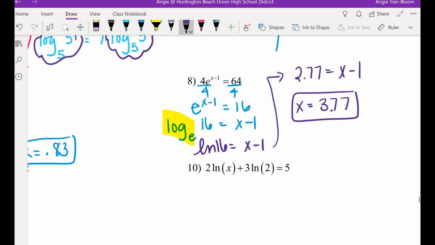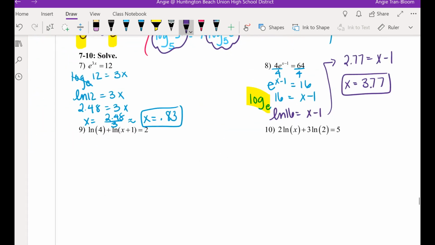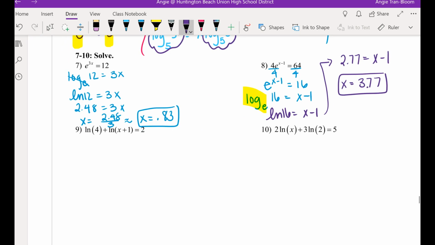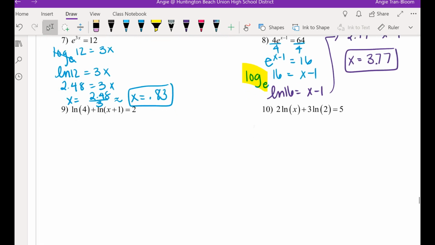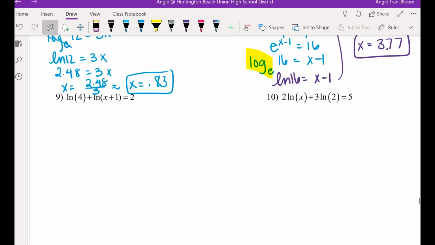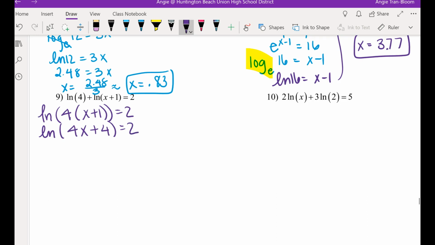We have 9 and 10 in solving, and then we have 2 graphing questions. 9, solve still. What are we solving for on 9? X. How do we solve on 9? Make it 1 log. You are right. In log properties, when you have addition of log, how do you condense it? Multiplication: 4 times x plus 1 equals 2. Can I distribute the 4x plus 1? Yes. ln of 4x plus 4 equals 2. I have 1 log on the left. No logs at all on the right.